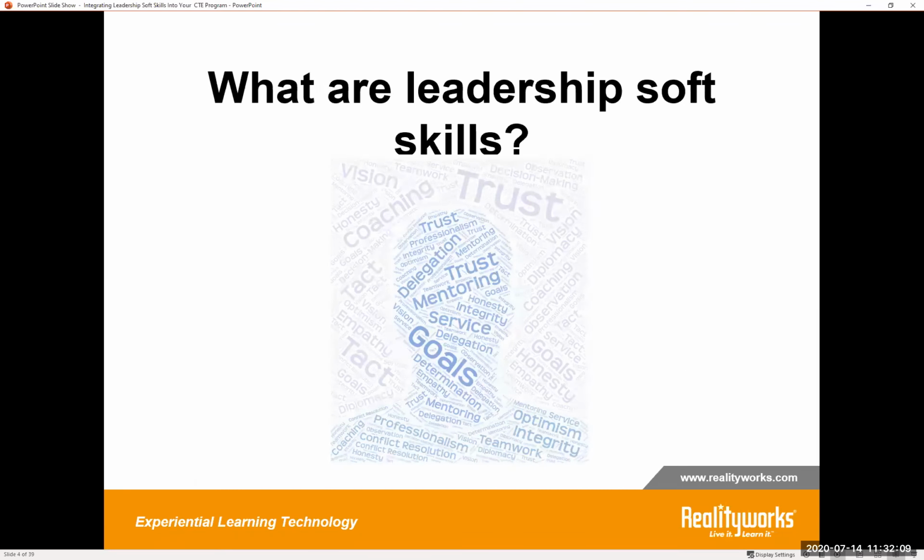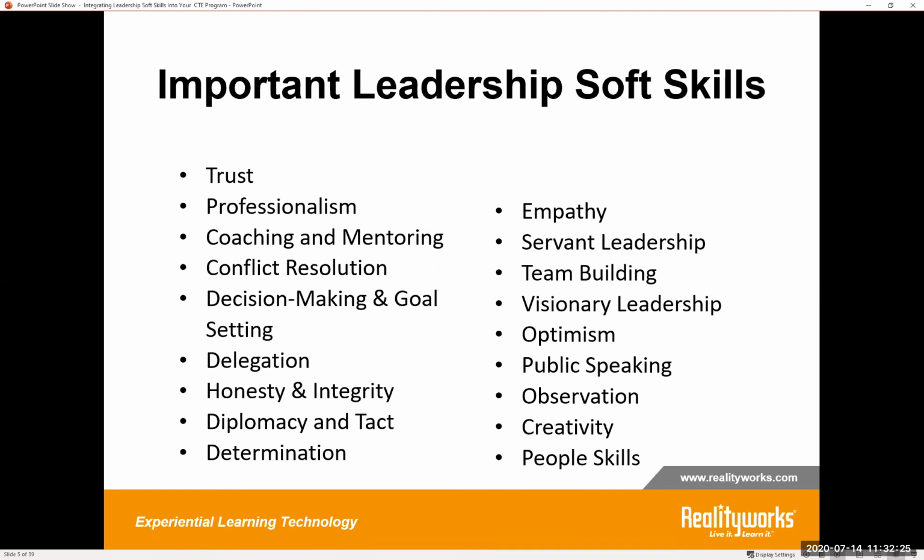So first, let's define just what these skills are. Employability skills, also known as soft skills, are the skills needed to help keep and get a job. Now, soft skills are also incredibly important as they relate to leadership. So helping your students become college and career ready is a primary goal of your programs. Developing young leaders is another.